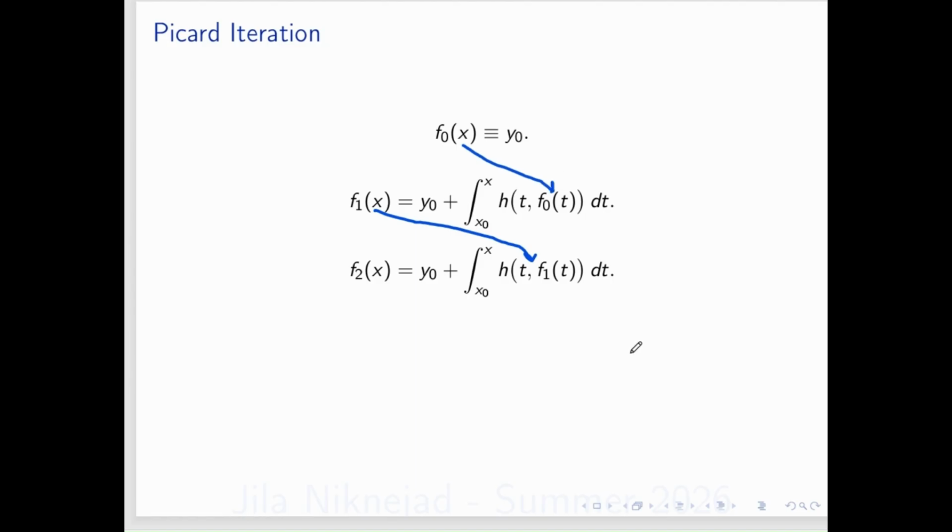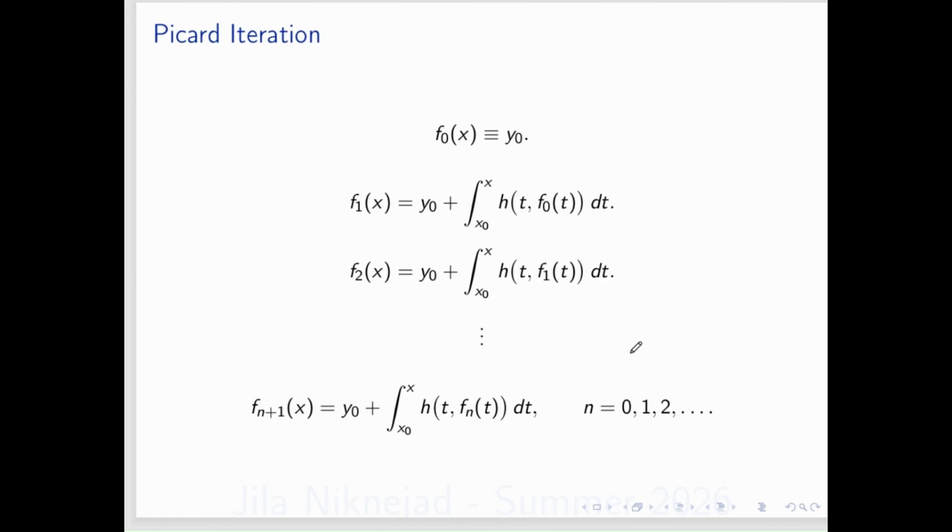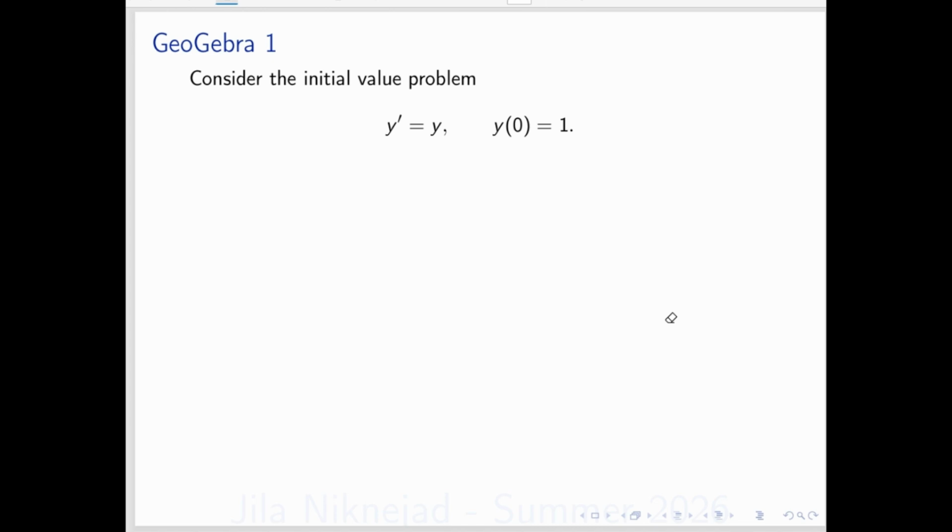Now you can see the relation. So in general, we define f sub n plus 1 of x to be y naught plus the integral from x naught to x of h of t and f sub n of t dt, for n equal to 0, 1, 2, and so on. Let's give a few examples.